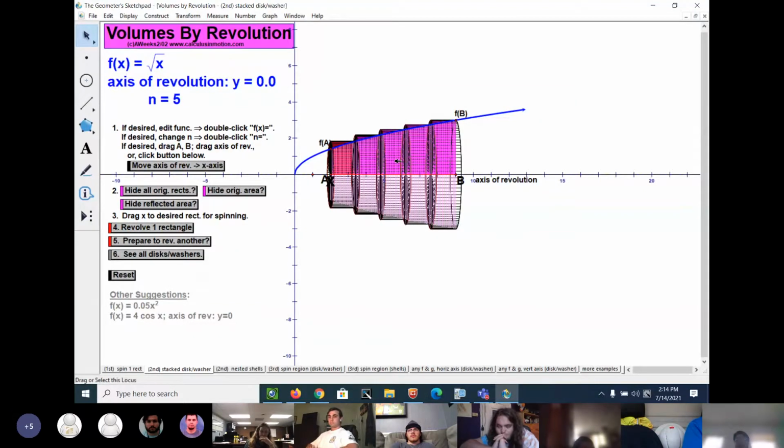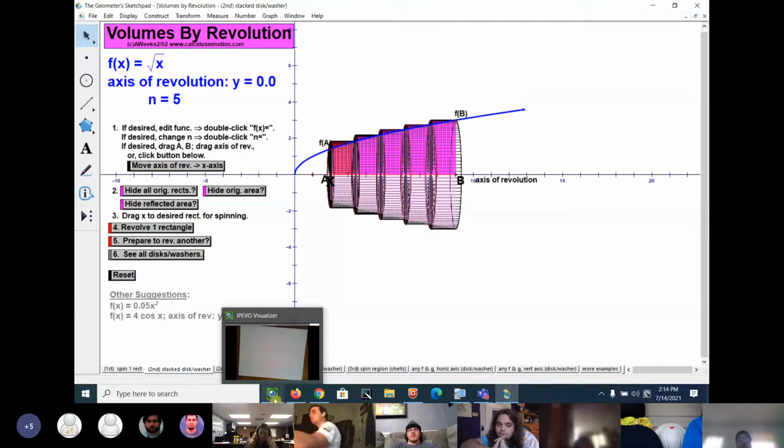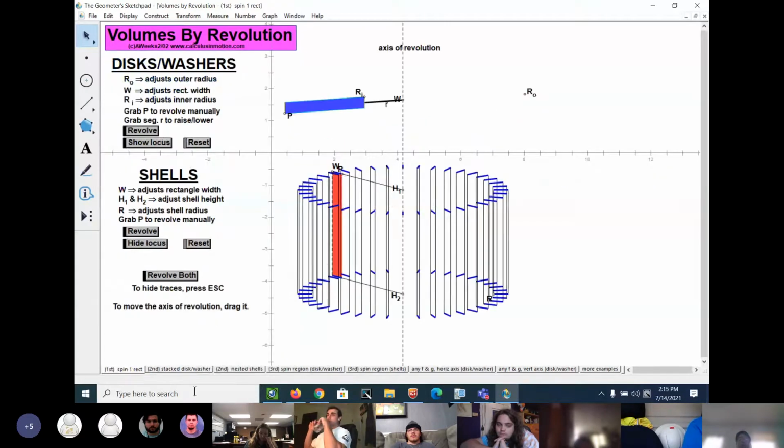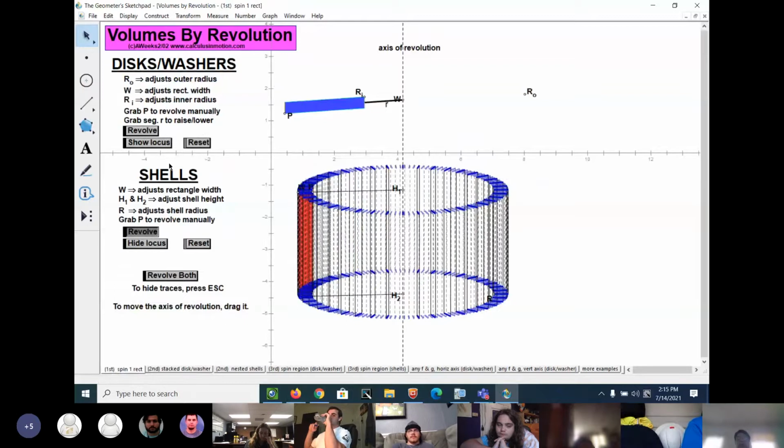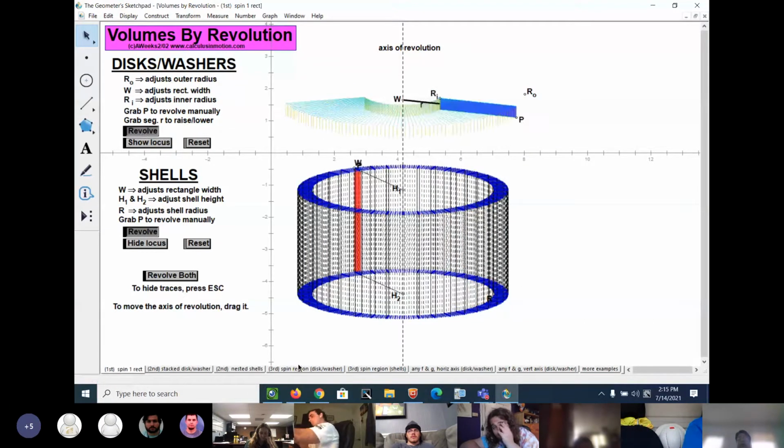This is what we call a disc because each one looks like a disc. Each of those 5 do-jiggers right there looks like a disc. What happens when you change it? Well, that right there is what you call a ring. That right there is called a washer.